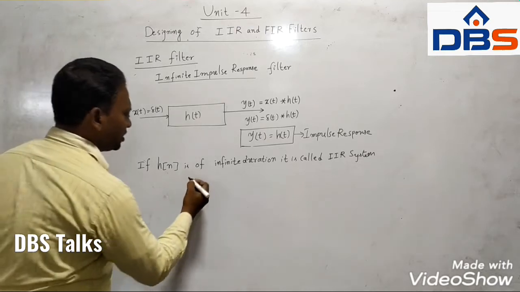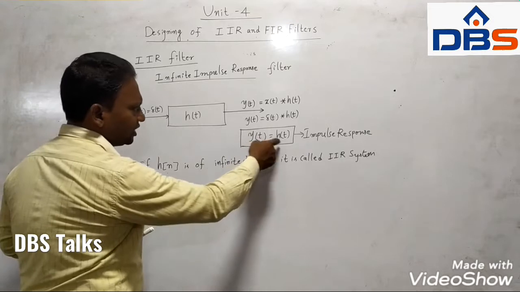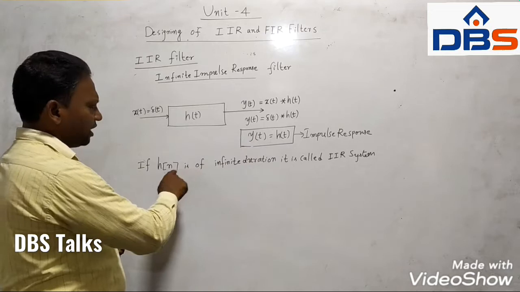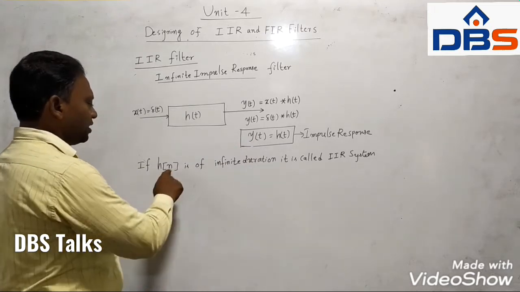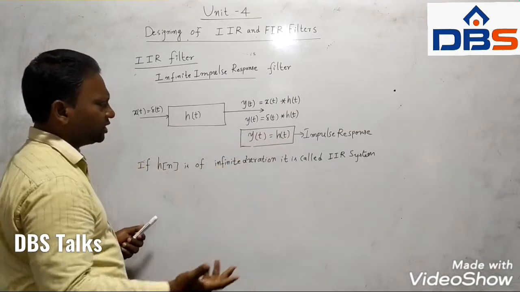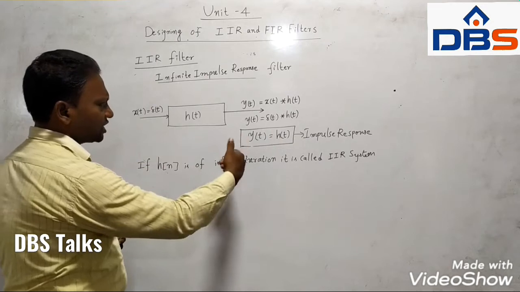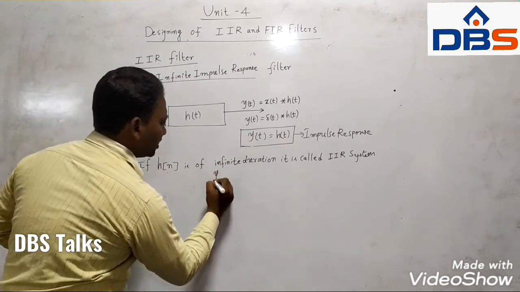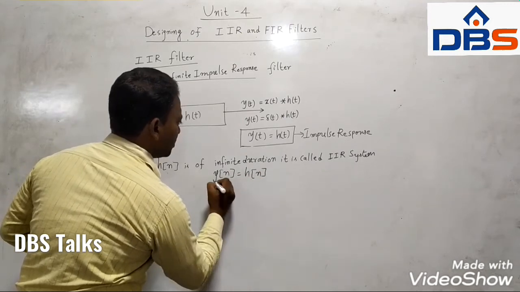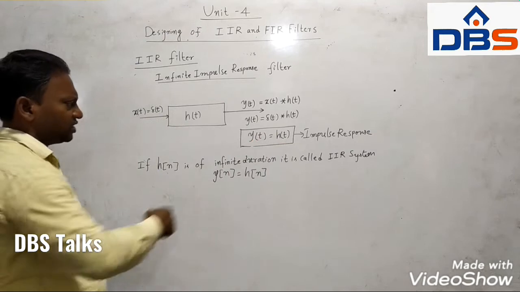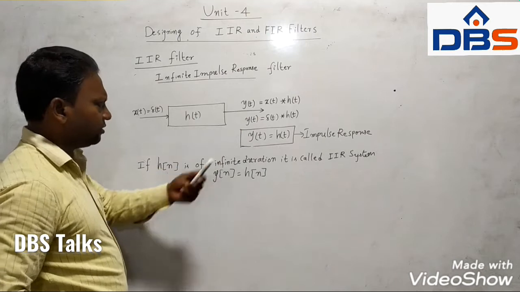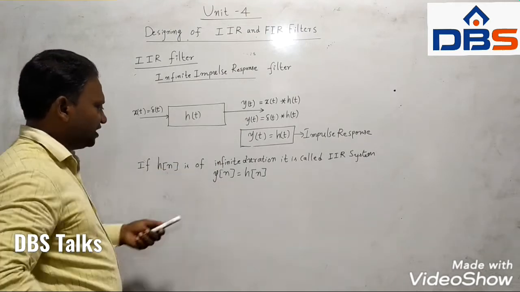Here I have written t, and that is valid for n also. t means continuous time, n means discrete time. You can replace t by n, nothing different. So in discrete time we can write y of n is equal to h of n. The only difference is that one is a continuous time relation and the other is a discrete time relation.